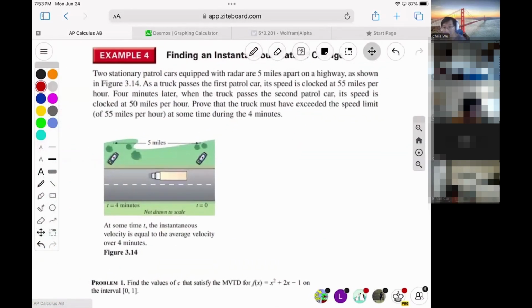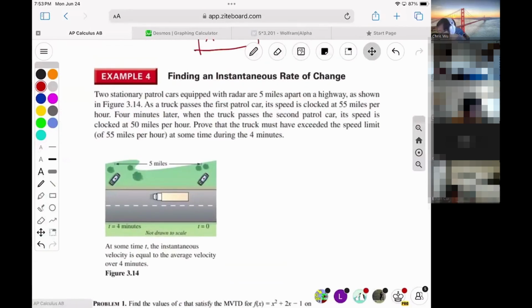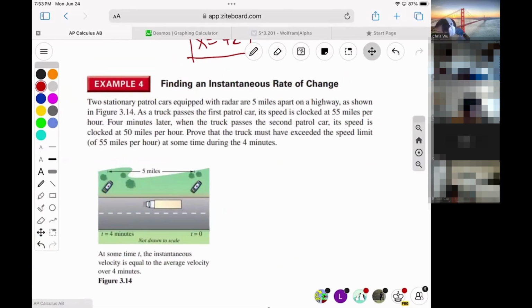Now, a further application of this, like the one I did: two stationary patrol cars equipped with radar 5 miles apart on a highway. As a truck passes the first patrol car, its speed is clocked at 55 miles per hour. 4 minutes later, when the truck passes the second patrol car, its speed is clocked at 50 miles per hour. Prove that the truck must have exceeded the speed limit of 50 miles per hour at some point during the 4 minutes. Yeah, I think this is a clever way to apply this.